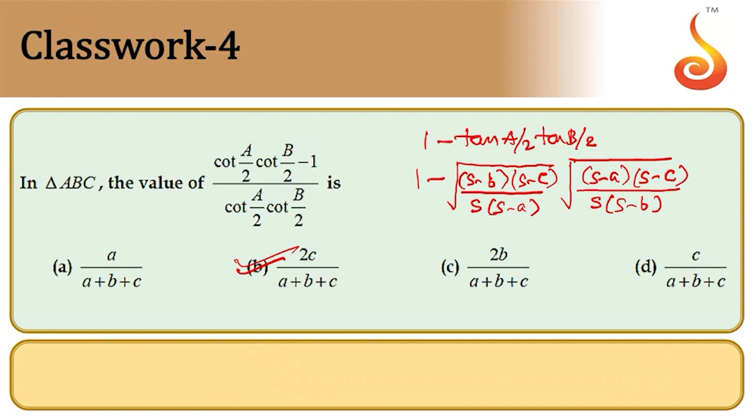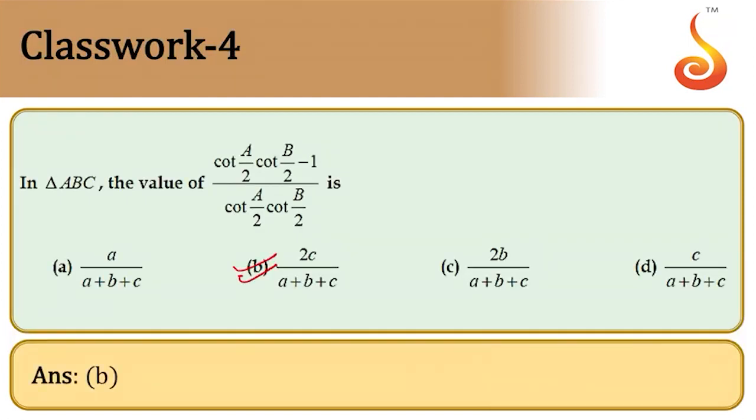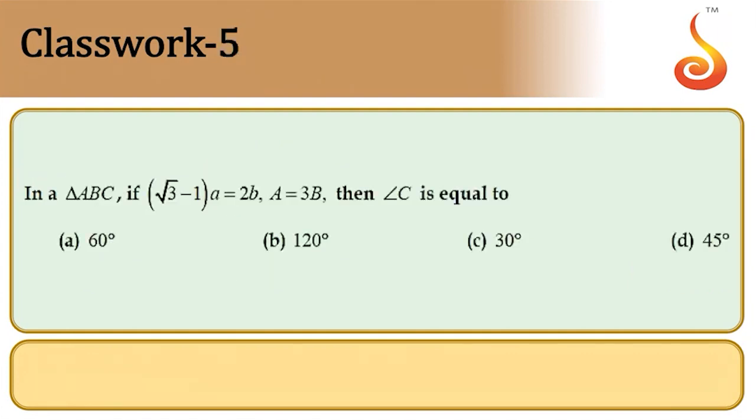So why? Because S and S will cancel, S minus A and S minus A will cancel, S minus B and S minus B will cancel, and we get our required result. This is nothing but S minus C by S, so this is nothing but C by S. You multiply by 2 and you can write in that form. That was example 4, direct application of formula. So option B is correct. Multiplying numerator and denominator by 2, because 2S is equal to A plus B plus C.